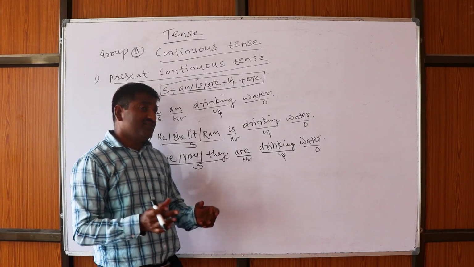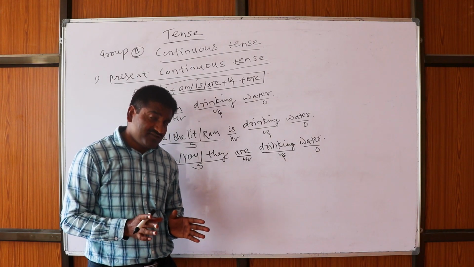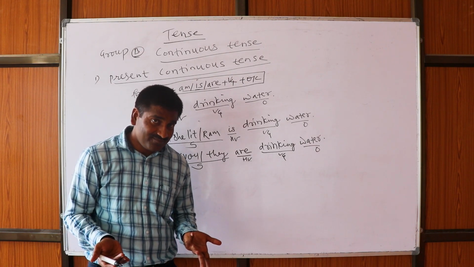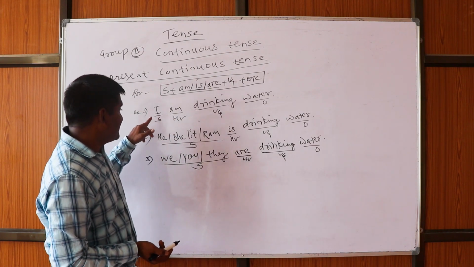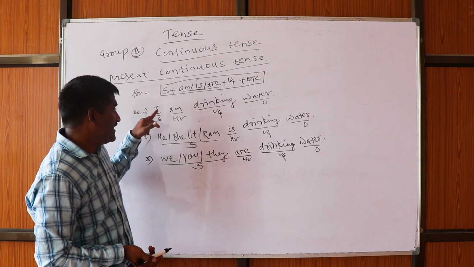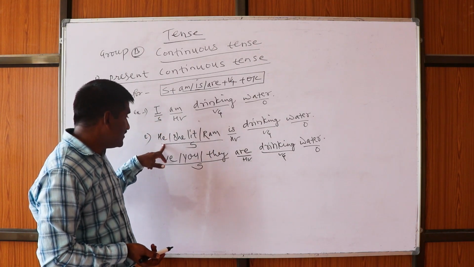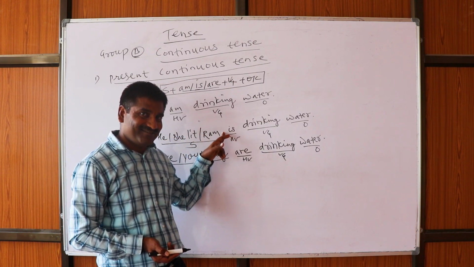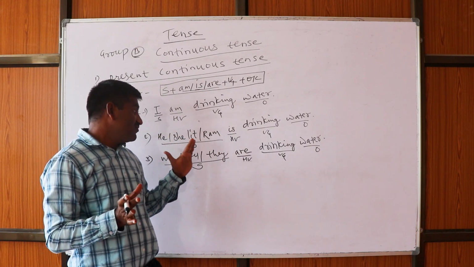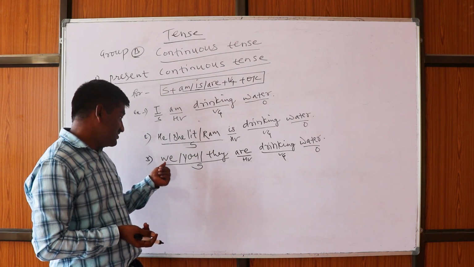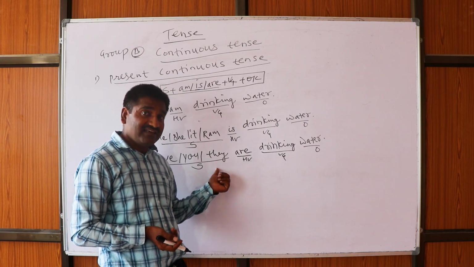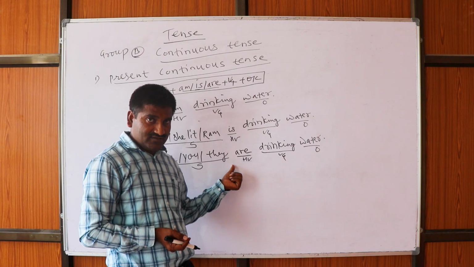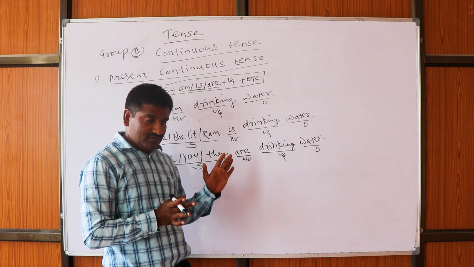So we have one SV concord in English grammar, that is singular subject, singular verb. Plural subject, plural verb. So here I is singular subject, so it takes am. But we have third person singular like he, she, it, and name of person, they take is. Okay, but we have plural subjects like first person we, second person you, and third person they, and they take helping verb are. This must be understood.